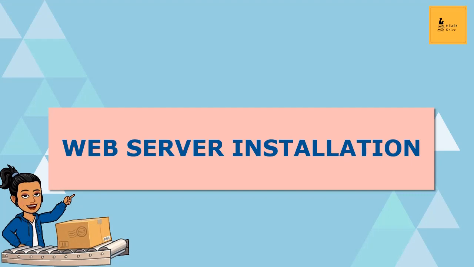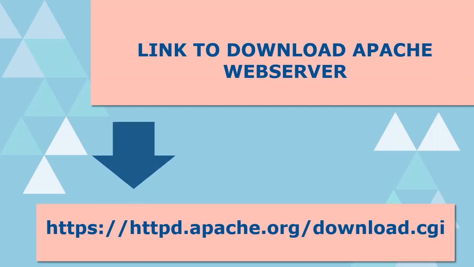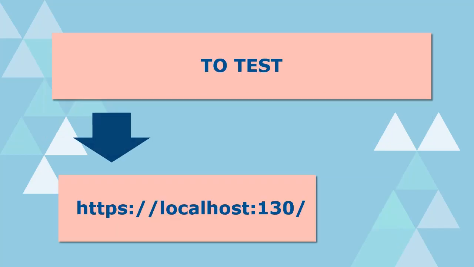Webserver Installation. The steps to install and configure Apache HTTPD web server and PHP module in server machine. Use this link to download Apache web server. After downloading .msi file from Apache Foundation, install it. To test the web server, use the localhost.